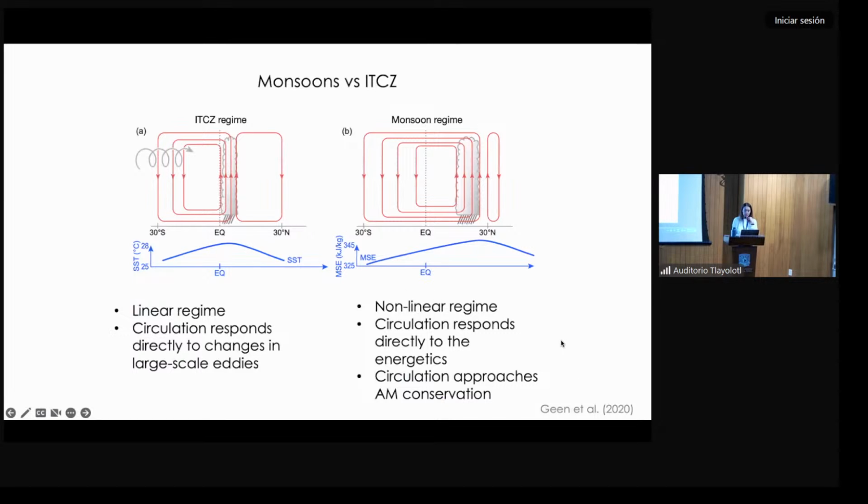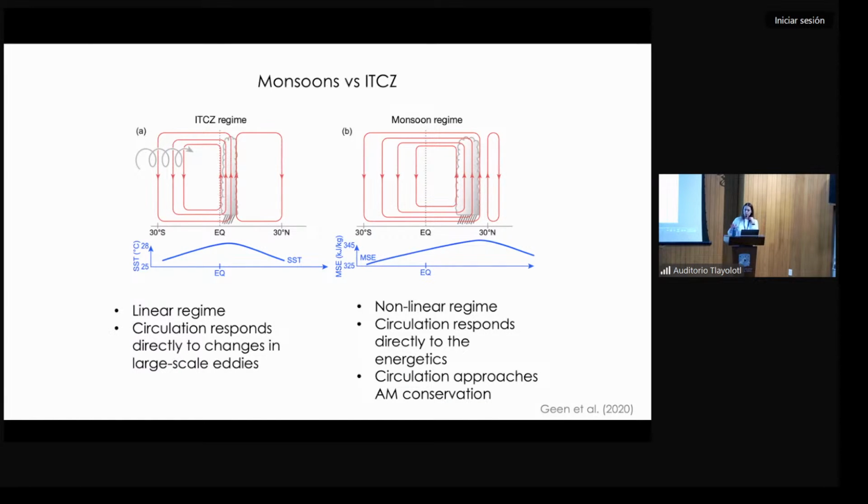This is a schematic that we came up with in a recent review paper that we published with Ruth Geen, Dave Battisti, and other collaborators, where we really emphasize the importance of the circulation becoming significantly cross-equatorial to be monsoon-like. Again, we're not necessarily saying that the circulations that develop in all monsoon regions will be deeply cross-equatorial, nonlinear, and angular momentum conserving.